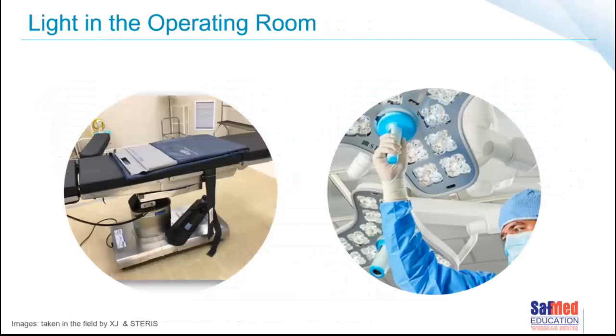In the operating room, there are 2 main types of lights. That, of course, is going to be number 1, the ambient room light, the light that's in that actual environment. Again, a tricky area. And then, of course, we need to talk about the surgical light itself.